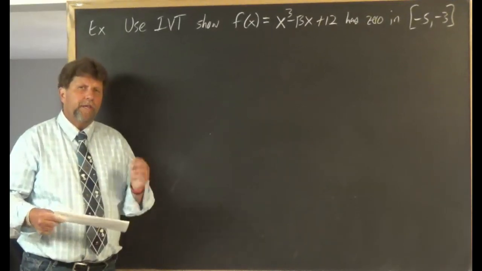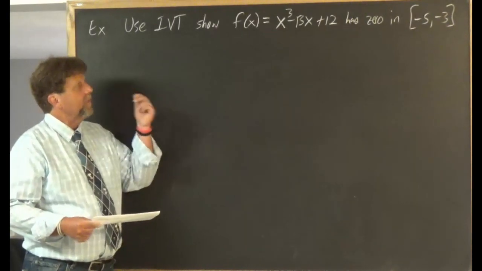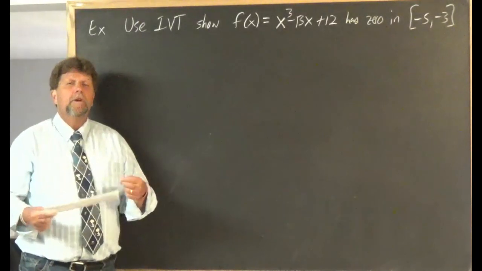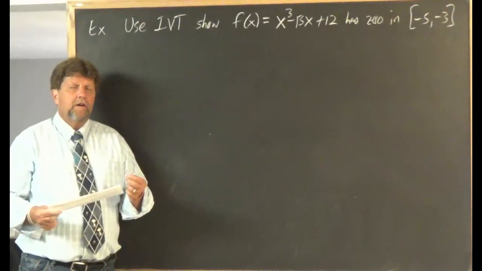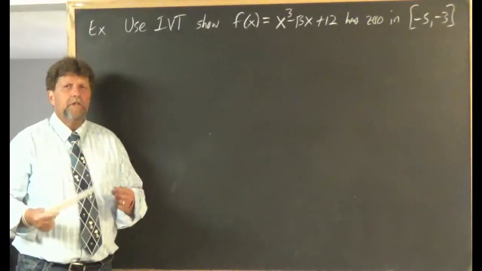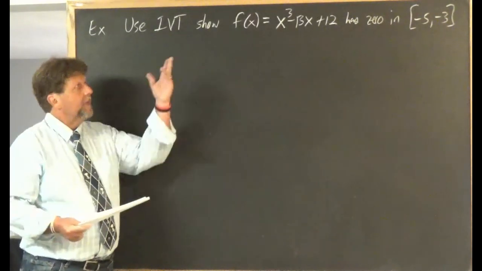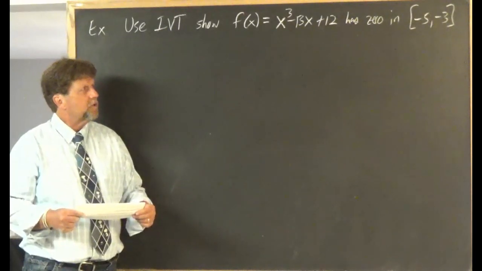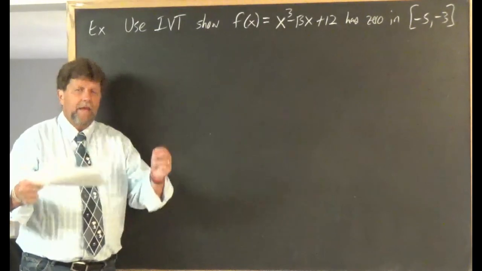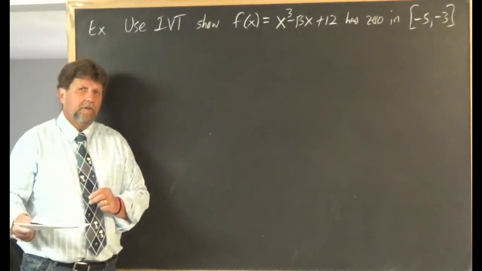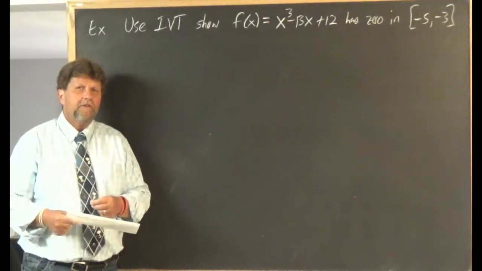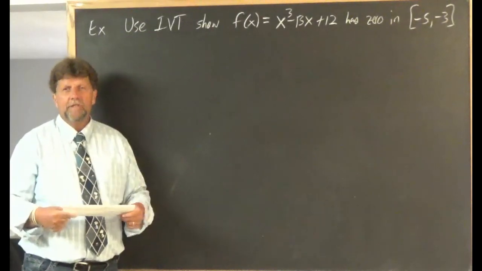All right, this example, we're going to use the intermediate value theorem to show that the function f of x equals x cubed minus 13x plus 12 has a 0 in the closed interval -5, -3. So the first thing I have to verify is that my function is continuous on the closed interval. So I'd ask the question, is that function, x cubed minus 13x plus 12, continuous on the closed interval -5, -3? The answer is yes. It is continuous on that closed interval. And there's a good reason why. The function is a polynomial function. And we know polynomial functions are continuous everywhere. So it's definitely continuous on that closed interval.